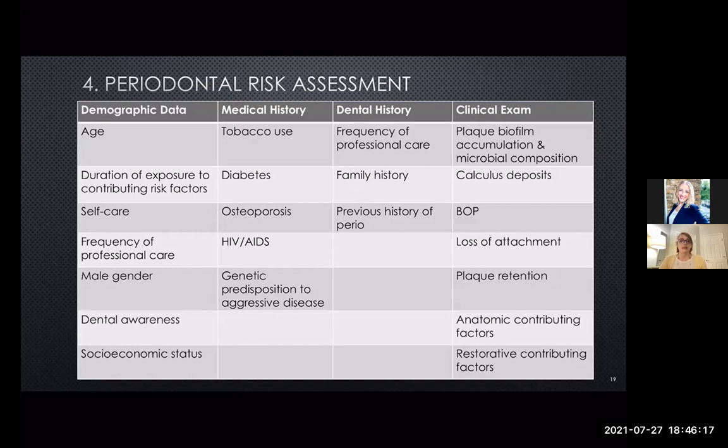Medical history, again, tobacco use, diabetes, osteoporosis, which is loss of the density of the bone. This can affect the teeth, specifically the maxilla and mandible. HIV/AIDS is an autoimmune disease, a sexually contracted disease. Genetic predisposition to aggressive diseases. Usually this involves malfunction of white blood cells.